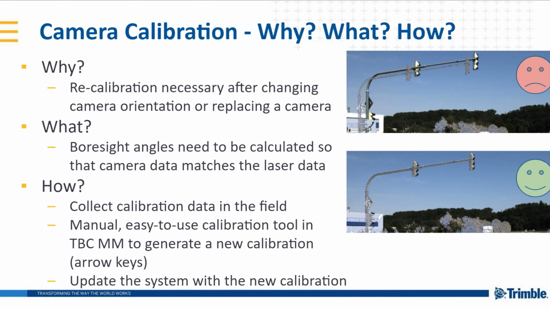How do we do that? Same approach. Go in the field, collect some calibration data. The tool is more manual, but it's easy to use. It's a nice way. You can use arrow keys to shift the images or change the orientation of the images on the fly until you're happy. And this is then the bore side angles that you will use. And then, the same way, you can update your system with this new calibration, or just apply the calibration to previously taken data that's already in the office.